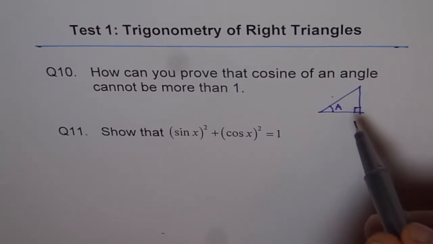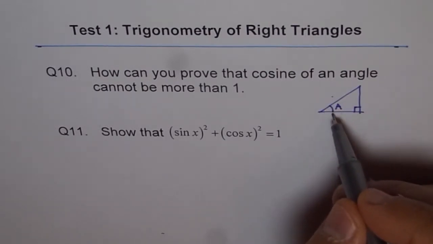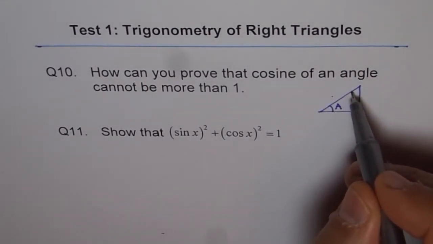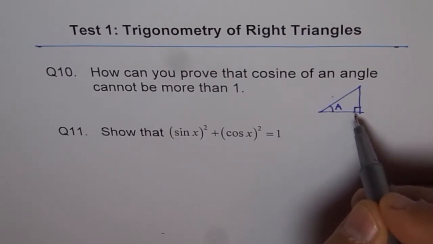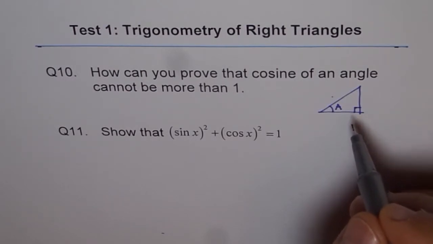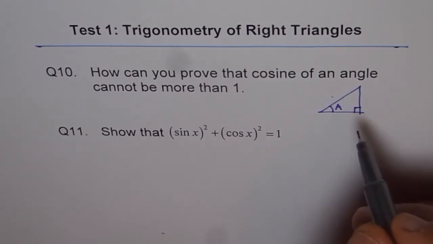Can you tell me when will it be 1? If angle A is very small, equal to 0, then hypotenuse will be as good as the adjacent side. And in that case, you'll have cosine as 1. So cos of 0 is 1, and that is its maximum value.